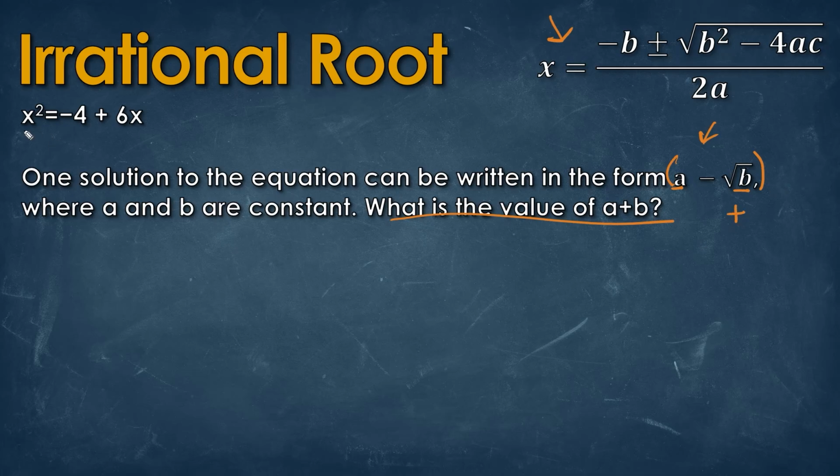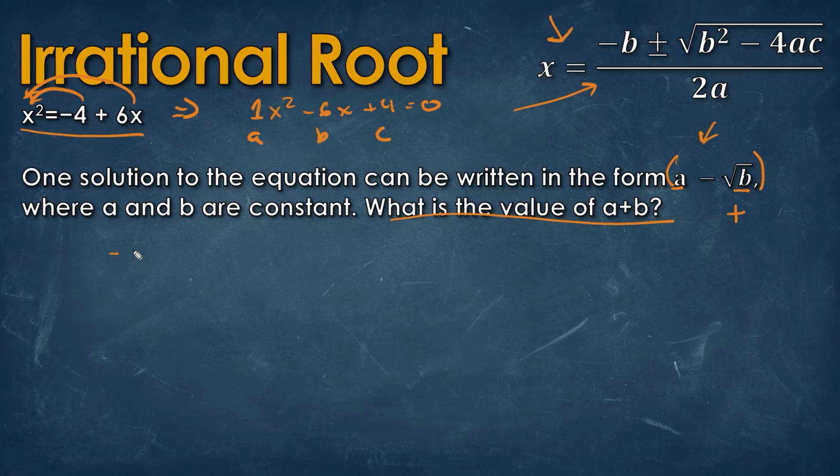Now we have a quadratic here, but it's not in standard form. So for us to put this in standard form, we're going to move that 4 to the other side and the 6x to the other side. If we do that, we're going to get x squared minus 6x plus 4 is equal to 0. We can put a 1 out in front, and that's going to give us a value for a, b, and c, which we can plug into the quadratic formula.